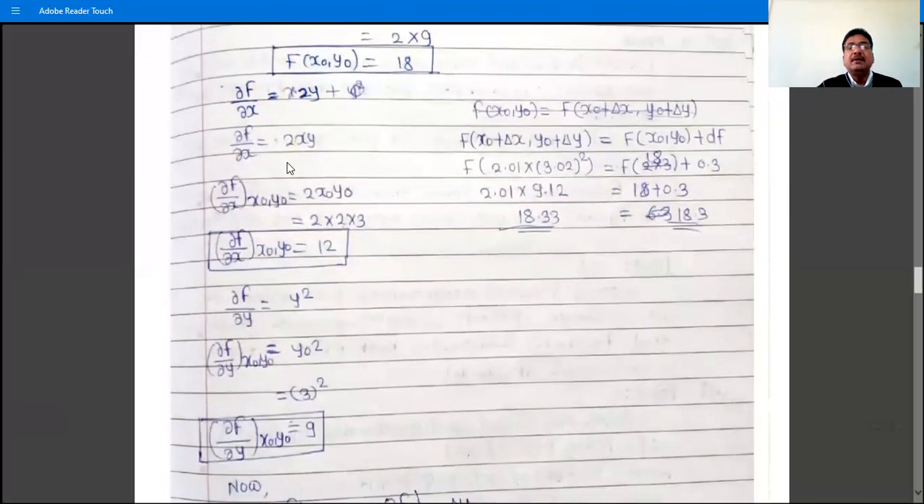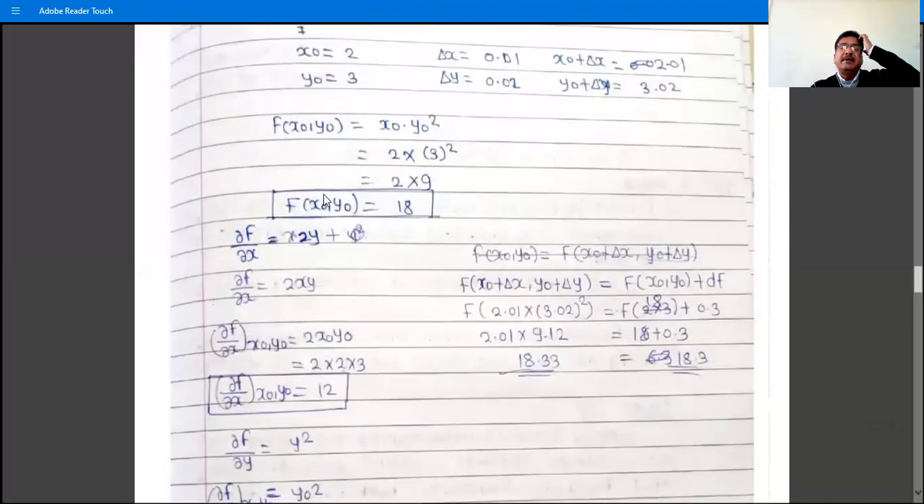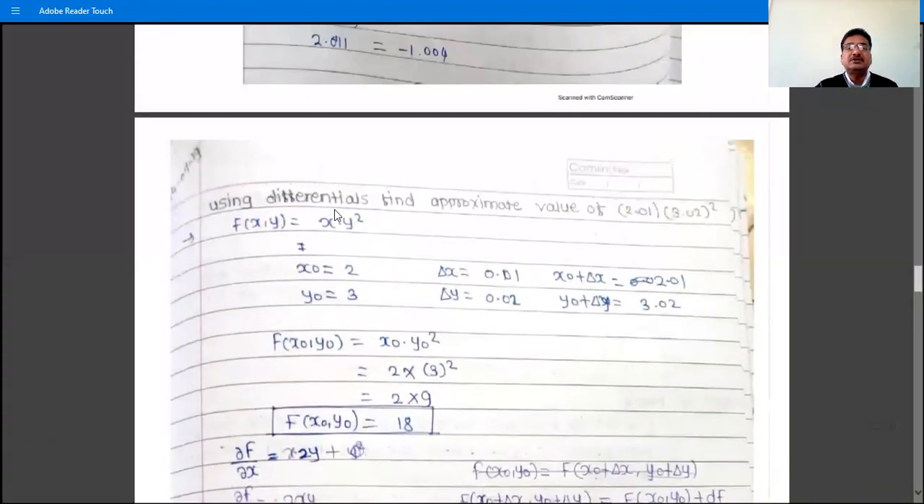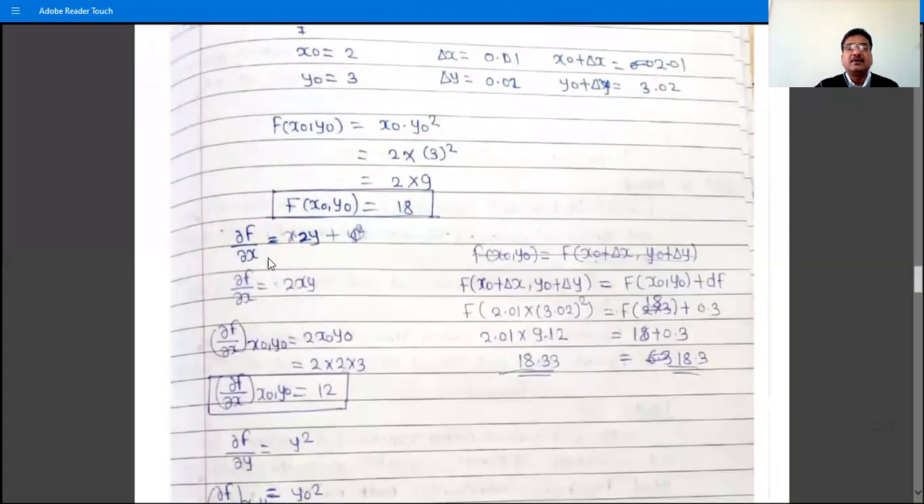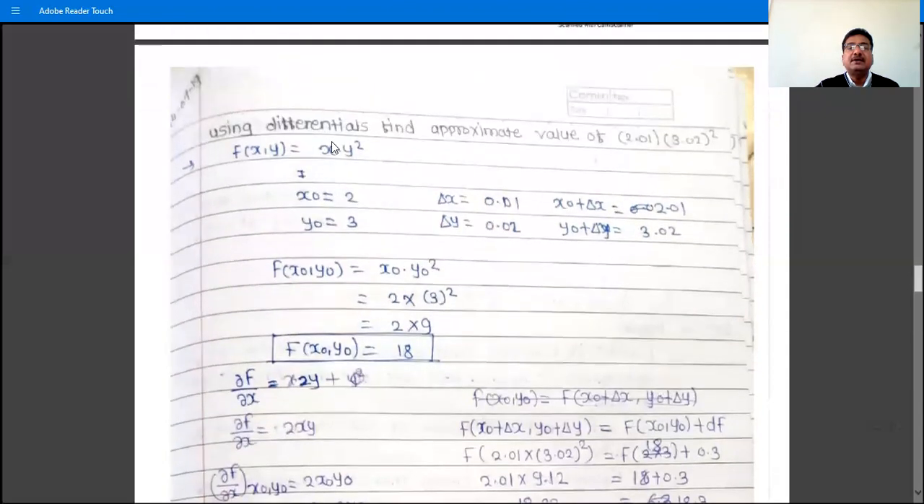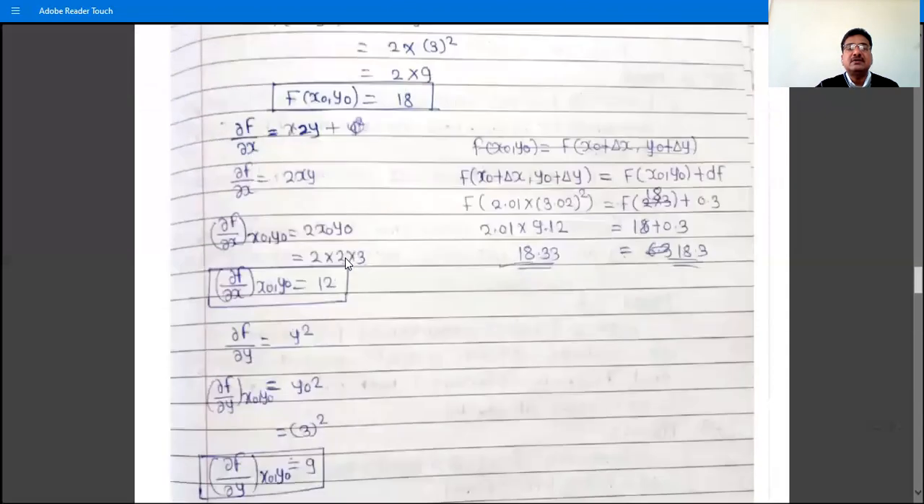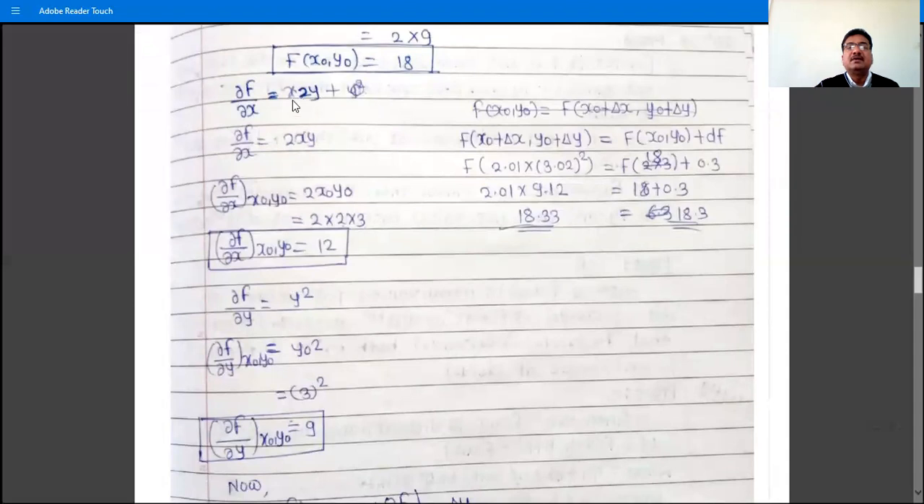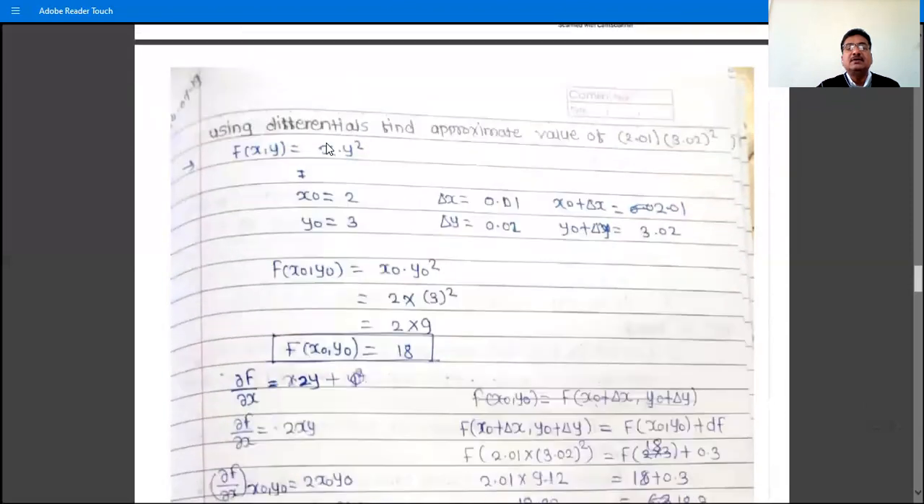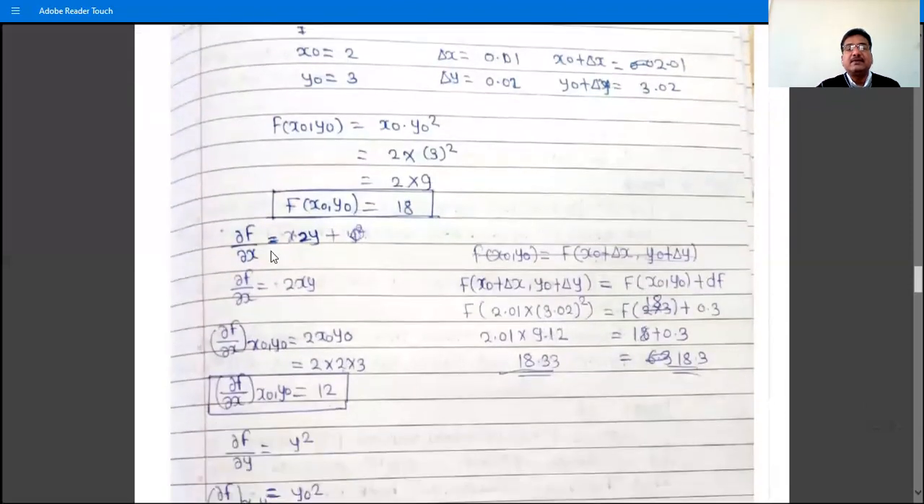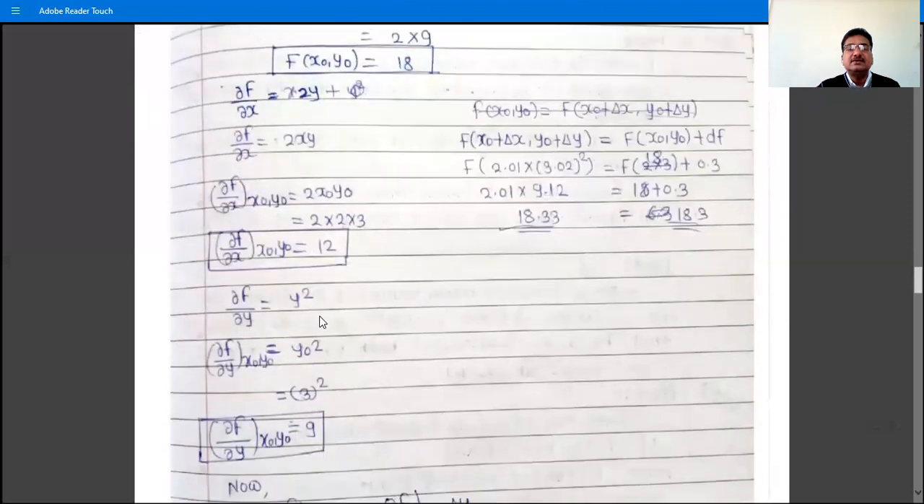Then find del f by del x. Del f by del x means partial derivative with respect to x, which is y square. Derivative of x is 1 and y square is constant. So right here it is y square. It is not 2x into 2xy. It is y square. This is the answer of del f by del x. And this is del f by del y. Del f by del y is what? 2x into y. So this is del f by del y, and this is del f by del x.